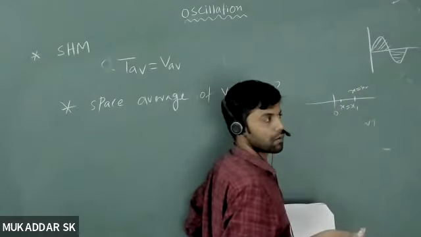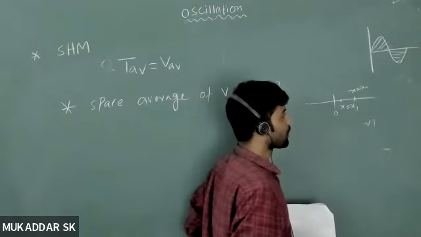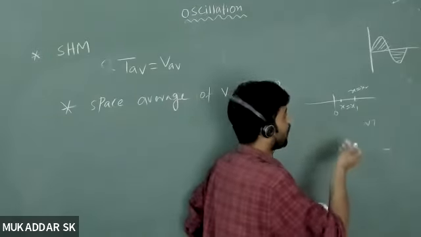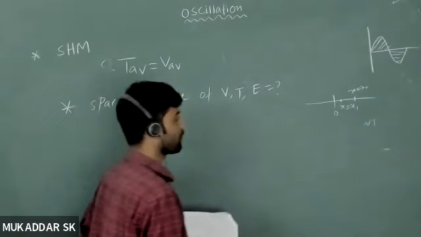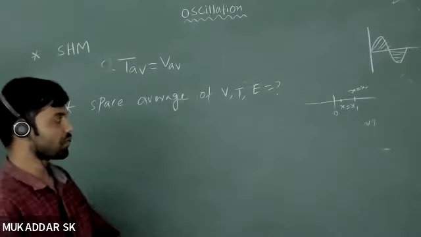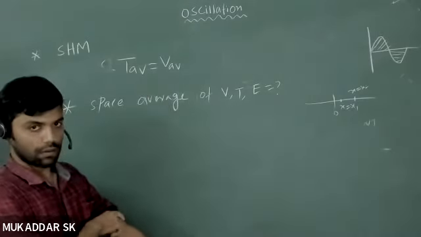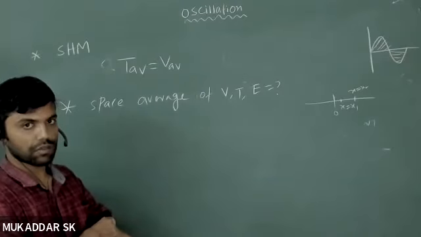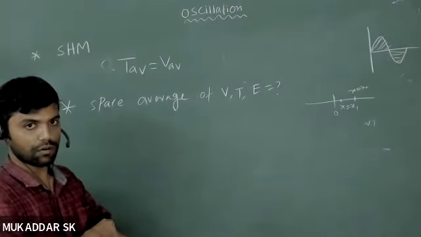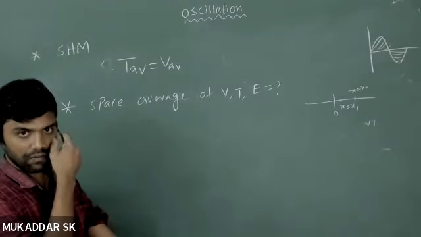Half m over x. Over x means you have to calculate with respect to position, because potential energy and kinetic energy are functions of x, right? Half m omega square x square. This is all about your potential energy. So it's a function of x.